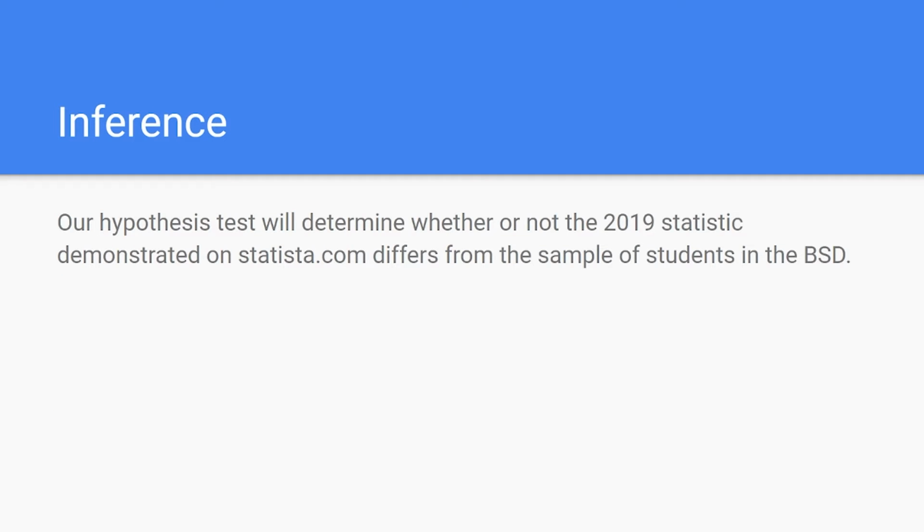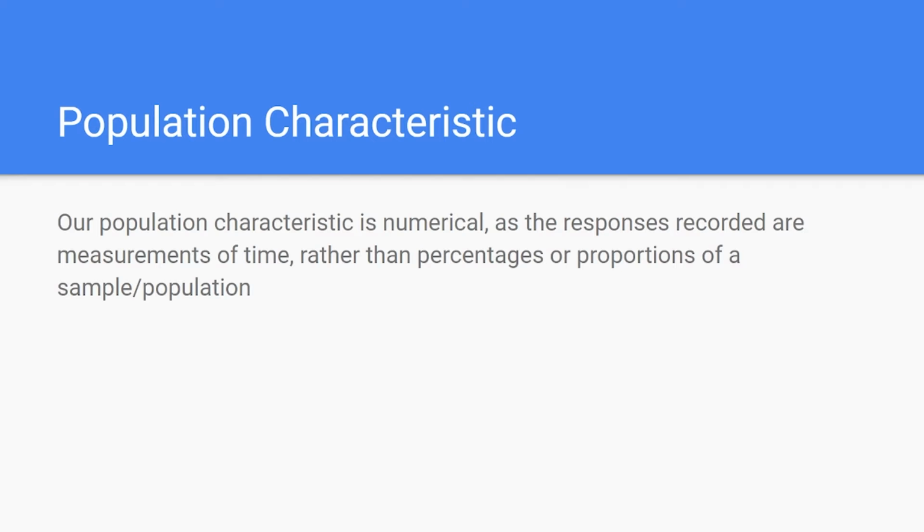Our hypothesis test will determine whether or not the 2019 statistic demonstrated on Statista.com differs from the sample of students in the BSD. Our population characteristic is numerical, as the responses recorded are measurements of time rather than percentages or proportions of a sample/population. Take, for example, a population proportion would be a percentage or a portion of a certain sample. However, a population mean would be a score, like a whole number.